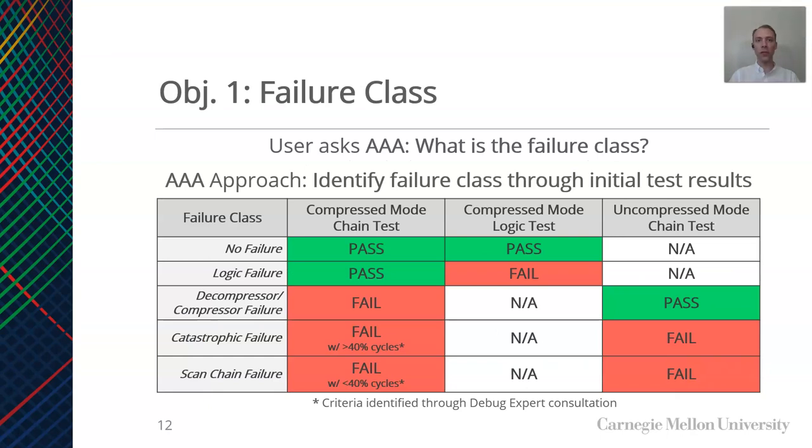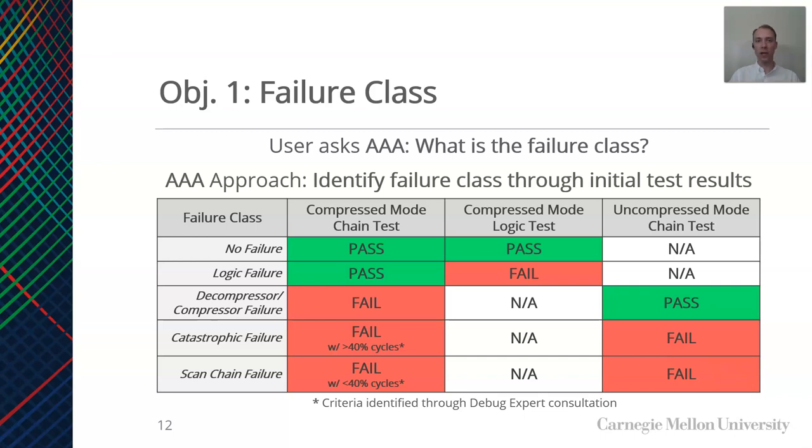To extract the first debug objective, the user will simply ask AAA for the failure class, and AAA will use a set of 3 tests to decide from a set of 5 possible failure classes. As an example, when both chain tests fail, it must be determined whether the failure is a degenerate catastrophic failure more likely related to setup of ATE or the test itself, or a more typical scan chain failure.